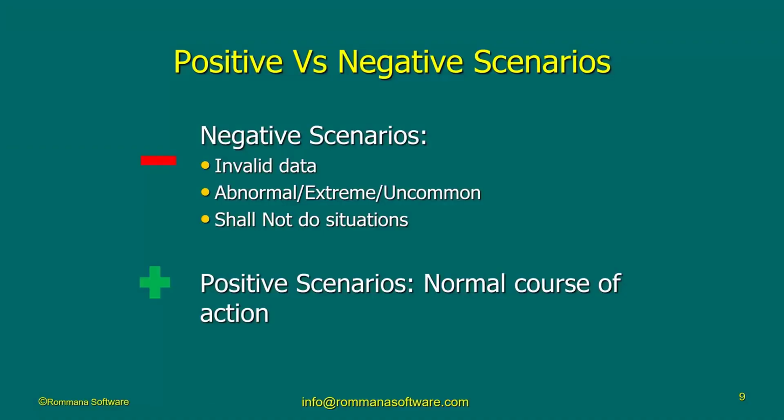Negative scenarios are important because they're going to feed into your negative testing. That's why, when I teach people the scenario process, I tell them to make sure at least the positive and negative scenarios are 50-50. So if you write 20 scenarios, at least 10 of those are negative, 10 of them are positive.